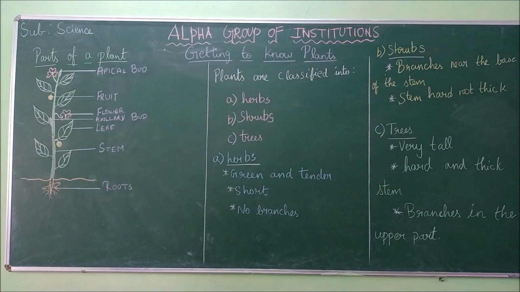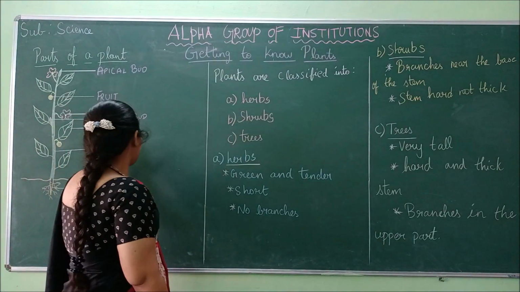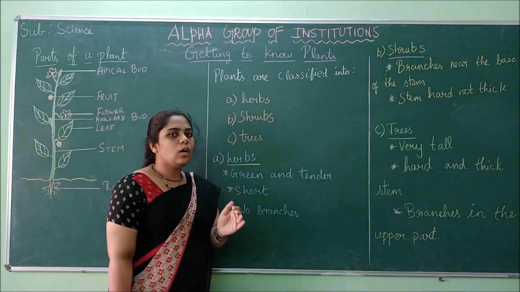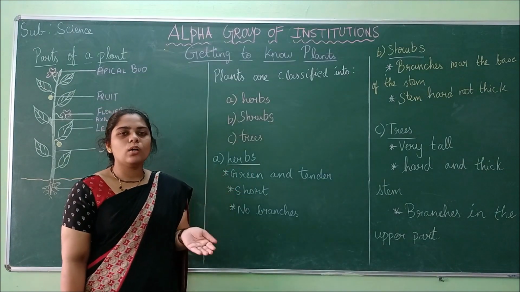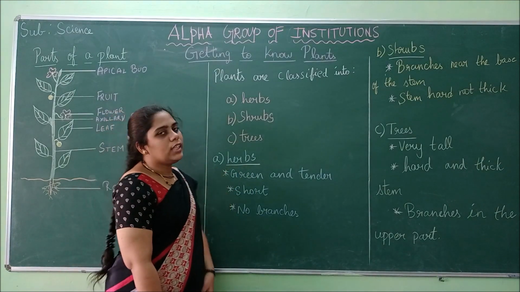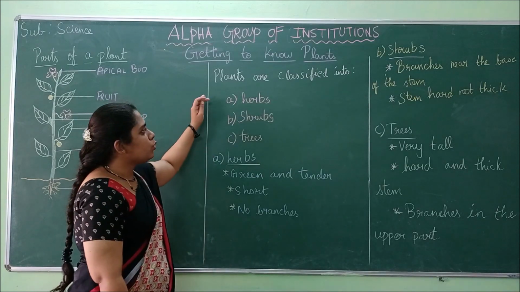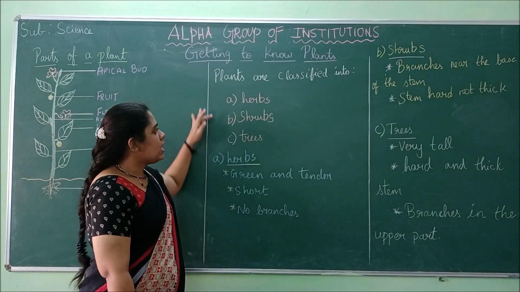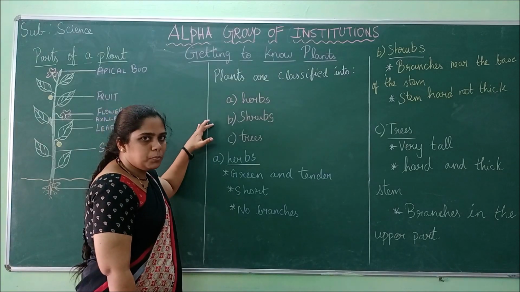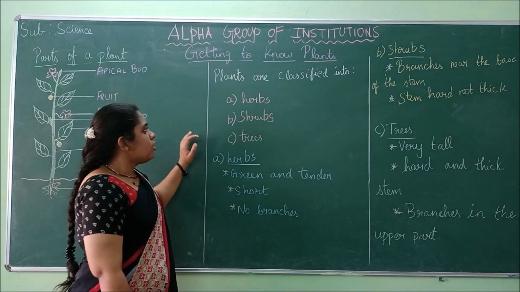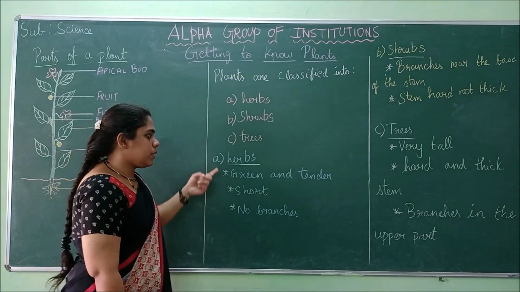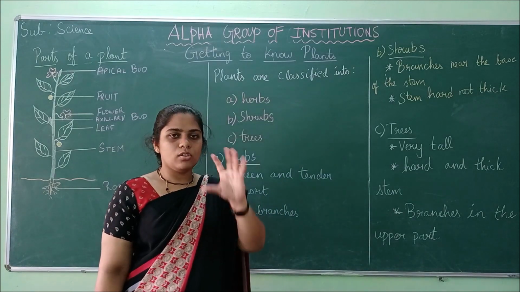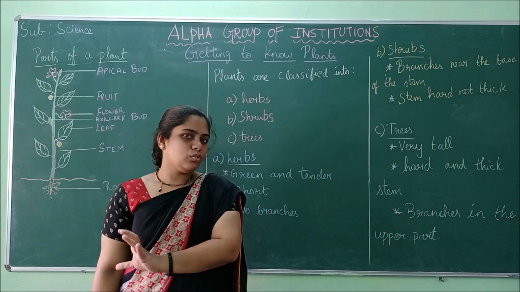Next, we are moving on to the next topic. We saw what plants are and the parts of plants. Now we are going to see how they are classified, how they are divided. These plants are divided into herbs, shrubs and trees. Herbs means they are green and tender. Plants are divided into three groups.